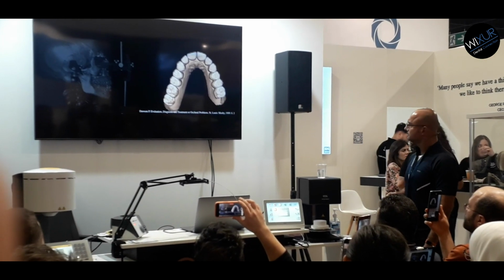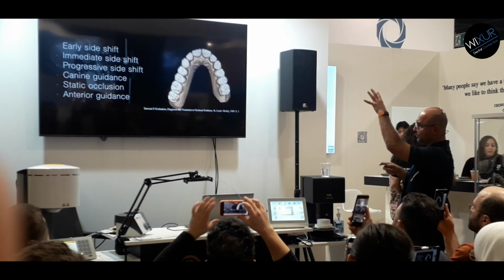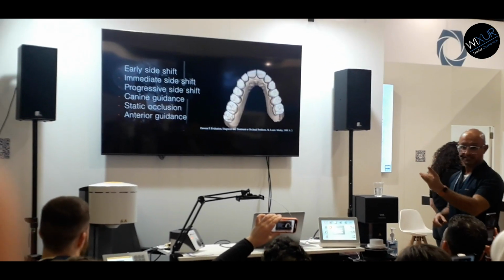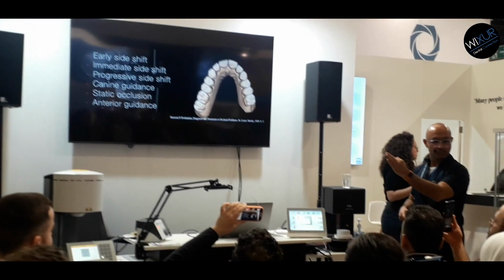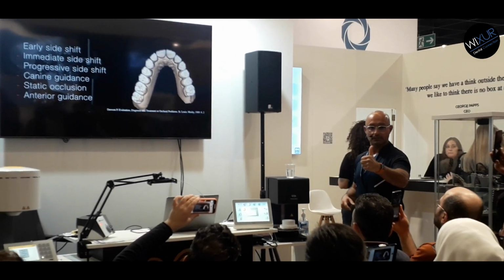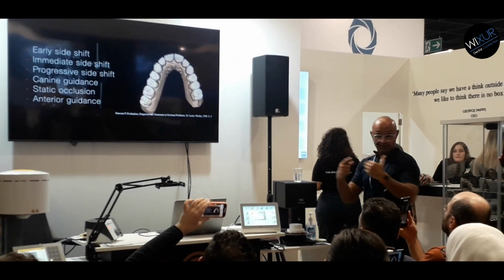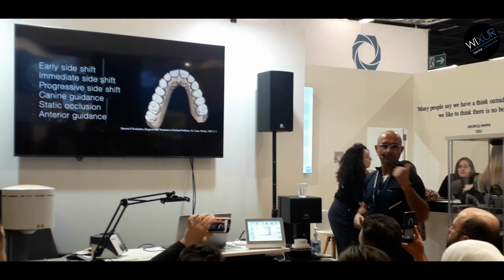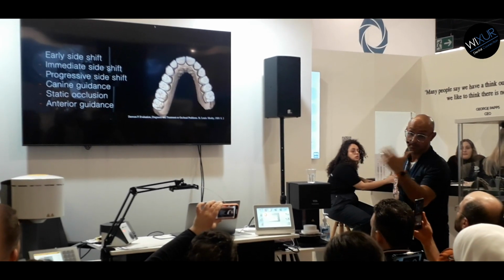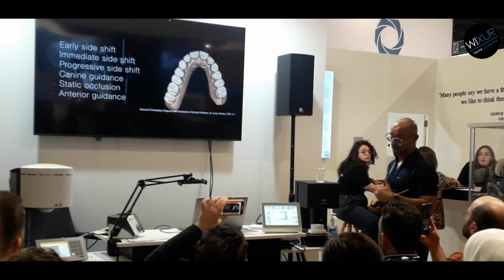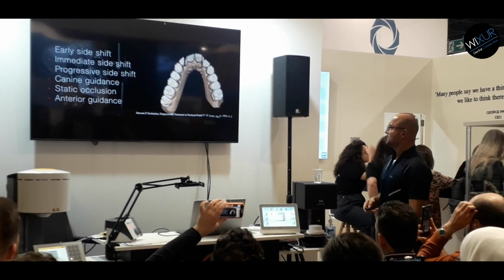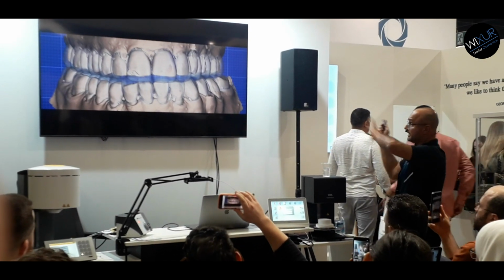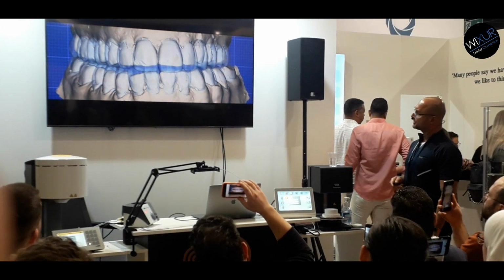So now we took care of early side shift, immediate side shift, progressive side shift, static occlusion, dynamic occlusion, and anterior guidance. Very important. If we miss one of those, we will see the problem after some months. Something comes off, something breaks off, something cracks, and this is what we don't want. So now dentists can go ahead and remove all the old restorations.